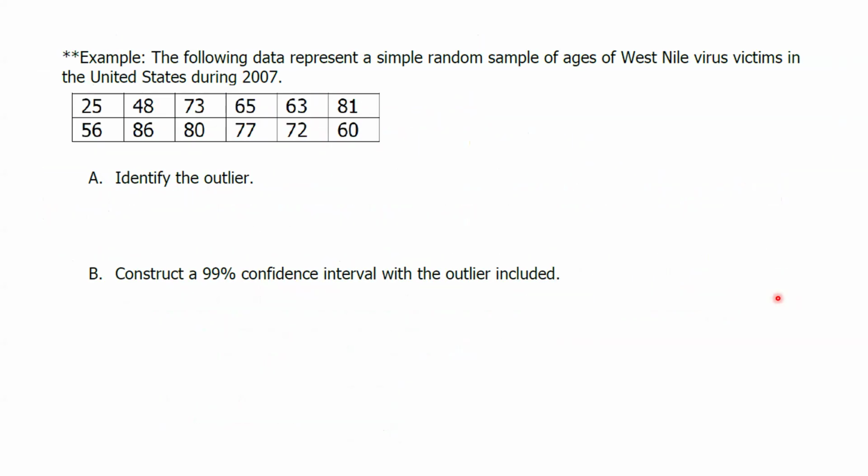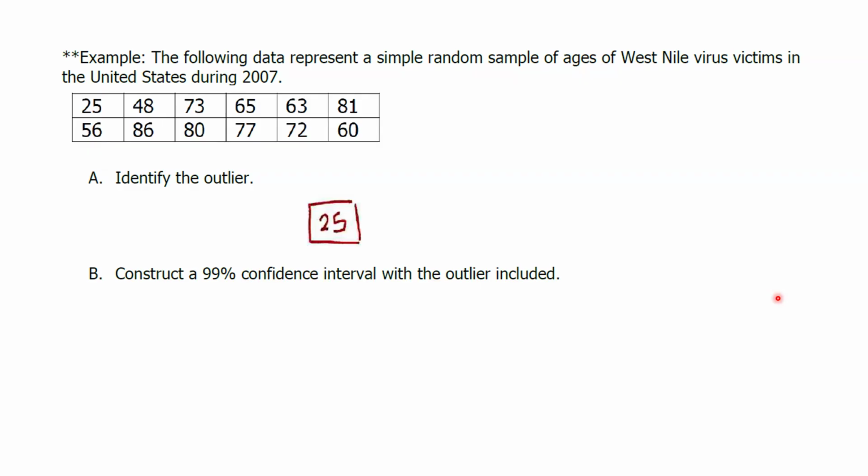All right, next example. The following data represents a simple random sample of ages of West Nile virus victims in the United States during 2007. Identify the outlier. We're just looking at this data right here. We can see that 25 is our outlier. It's much younger than the rest of the ages in our data.